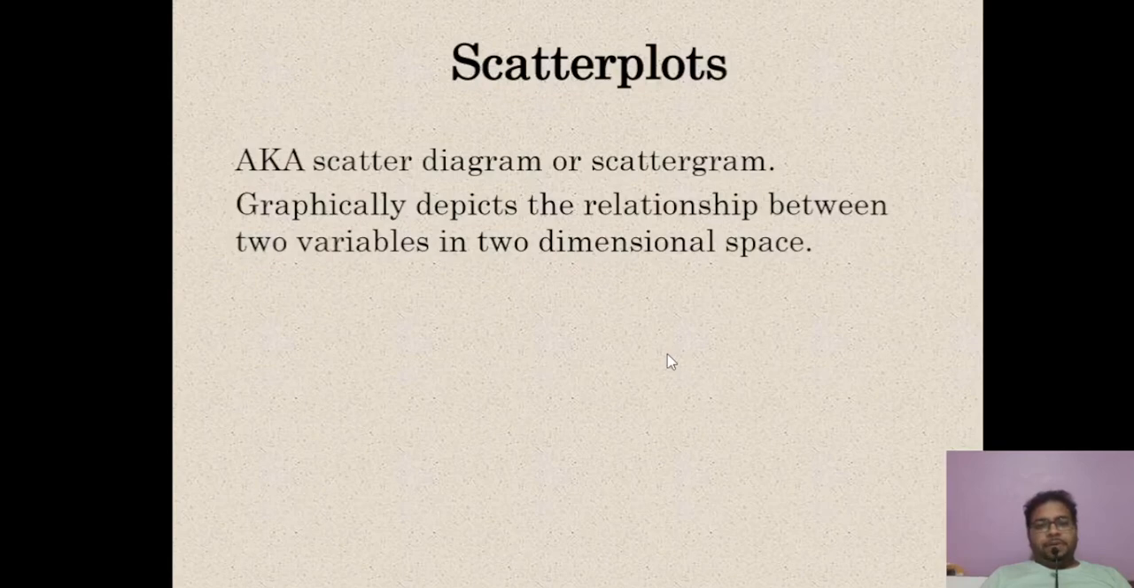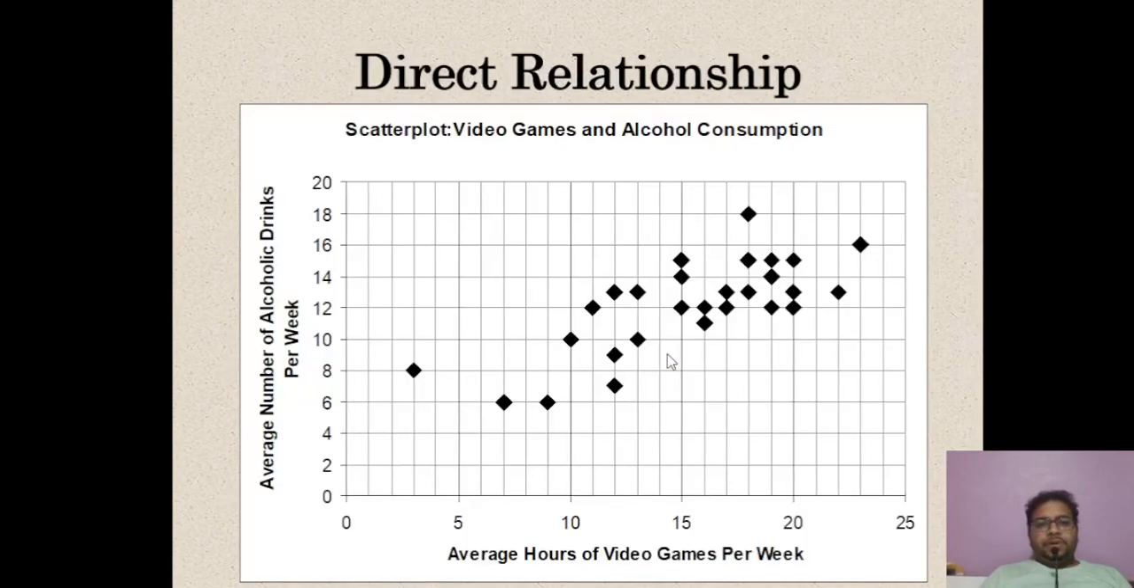Let's see the example. So you can see over here, this is the scale x and y axis. यहाँ पे average hours of video games per week is shown with respect to average number of alcoholic drink per week. So what is this? This is a scatter plot. So all these points are scattered over here, is plotted over here.